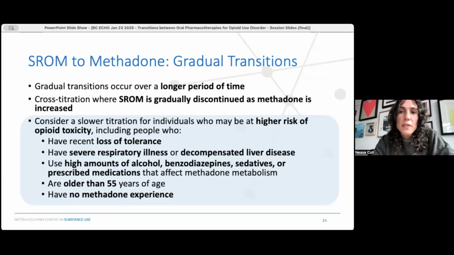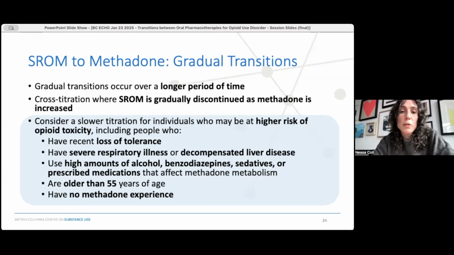So when we're doing these types of transitions with the cross tapers, they do occur over a longer period of time. We're seeing the SROM gradually discontinued as methadone is increased. We do recommend slower titrations for individuals who may be at higher risk of opioid toxicity, so potentially a recent loss of tolerance, such as recent discharge from withdrawal management, residential treatment, or correctional facilities where they may not have been receiving OAT or unregulated substances.